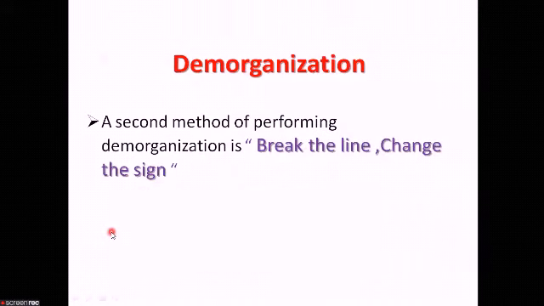Next, we have seen the first method, and we will be seeing the second method. What was the first method? Complementing the entire given function, then changing the ANDs to OR and ORs to AND, and next complementing each of the individual variables. Now the second method is: break the line and change the sign.